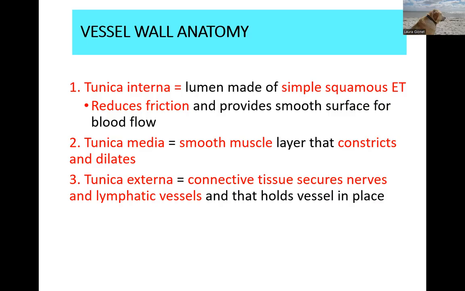The tunica media, the middle layer, is composed of smooth muscle. That's our contractile layer, is capable in certain vessels of vasoconstriction and dilation, but it can certainly constrict and relax to a certain extent. And then we have the tunica externa, the connective tissue that secures lymphatic vessels and nerves to that structure and holds the vessel in place.